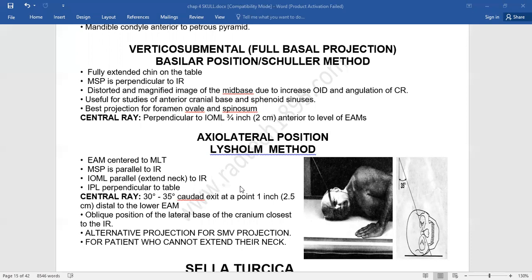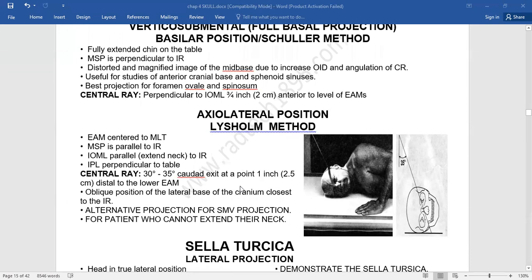Since it's an axial projection, the central ray is 30 to 35 degrees caudal, which exits at a point 1 inch distal to the lower EAM. It enters here, let me use the pen. It enters here as you can see, and then here is the other ear. So it exits here.